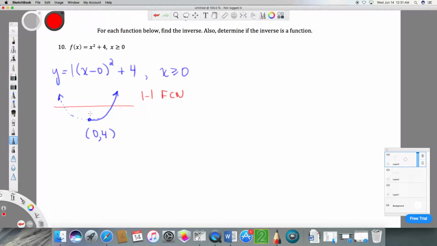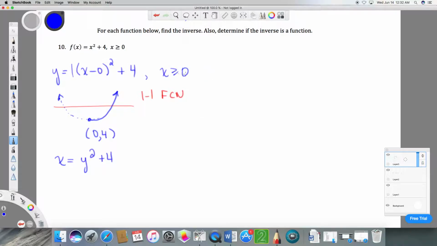So let's find the inverse function then. Our technique for finding this is to switch the domain and range. So we're going to switch x and y in the equation. I'm going to stop writing y minus, so this is just y squared plus 4.